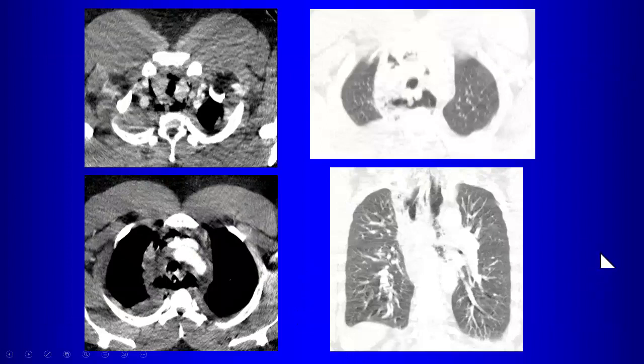What about this? So this is not trauma. No history of trauma here. No history of trauma. What's the problem? Is that normal? Yeah, so there, what do we call this? Well, this is the mediastinum, and there's air in the mediastinum. We call it pneumomediastinum. This patient has pneumomediastinum.